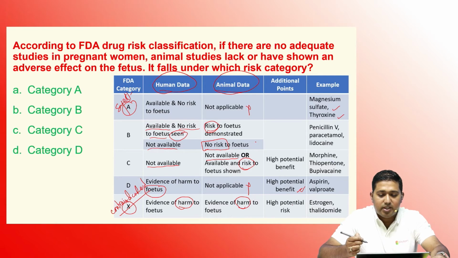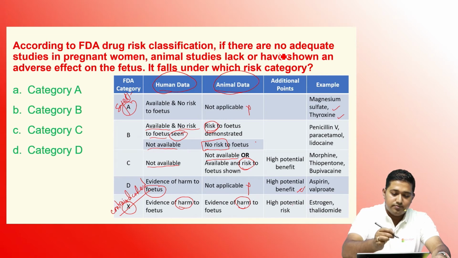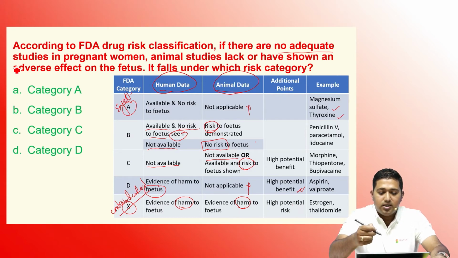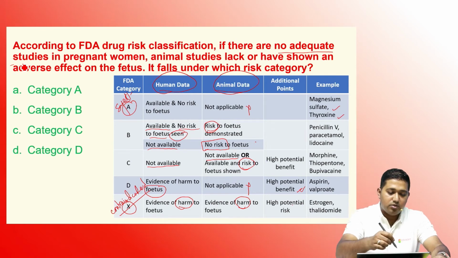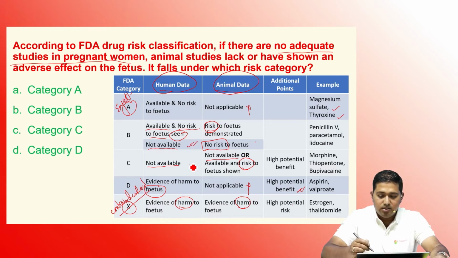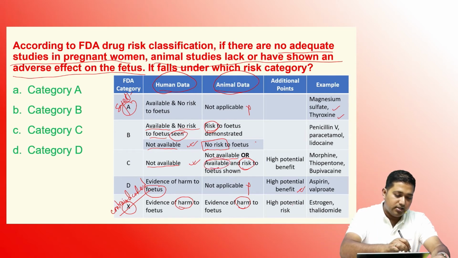So if you refer back to our question, there are no adequate studies in pregnant women, so it is talking about either B or C. Now let's see what else is present in our question: animal studies lack or have shown an adverse effect on the fetus. That is the second part. Now if you see our table here, either it is not available, or it is available and it has also shown risk on the fetus. Because of this, the answer here would be category C.